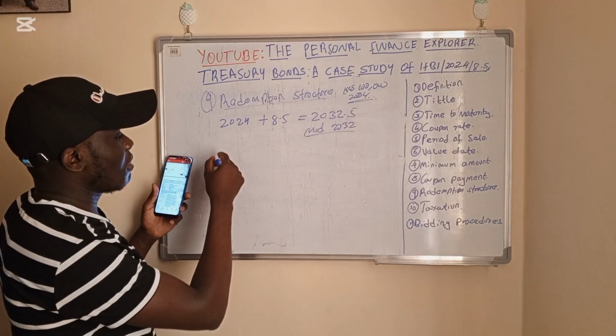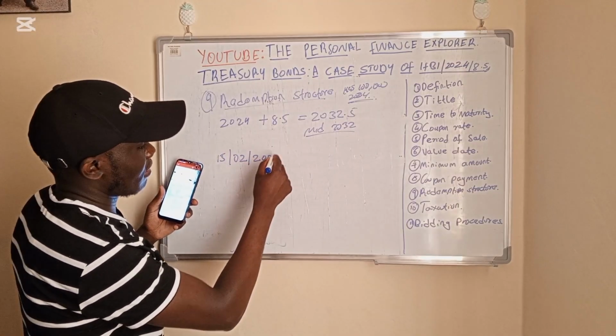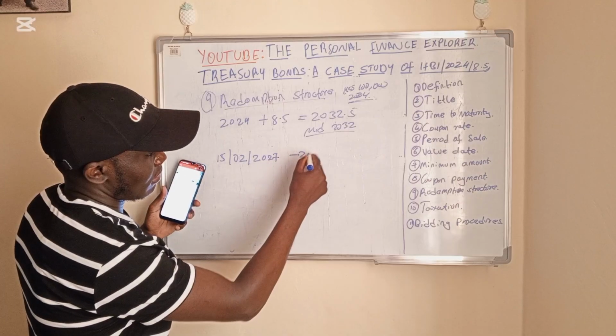The first payment will be made on 15th of February 2027, 20%.